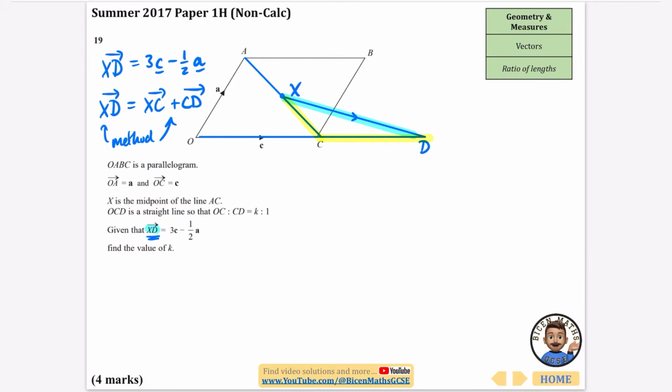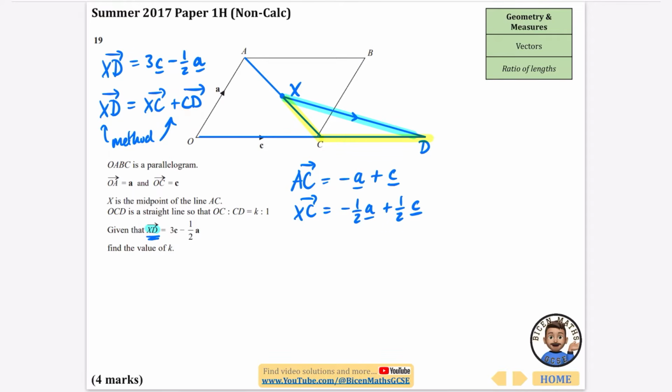So to try and find out what XC is, well, XC is a half of AC. So I'm going to begin by finding out what AC is equal to. Well, AC is equal to going backwards along here and then forwards along here. Backwards along here is minus A, and that is a plus C. So that's going to be minus A plus C. Now XC is just a half of that because it's a midpoint. So the XC that we're going to get is a half of this, which will be minus a half A, and a half of C.